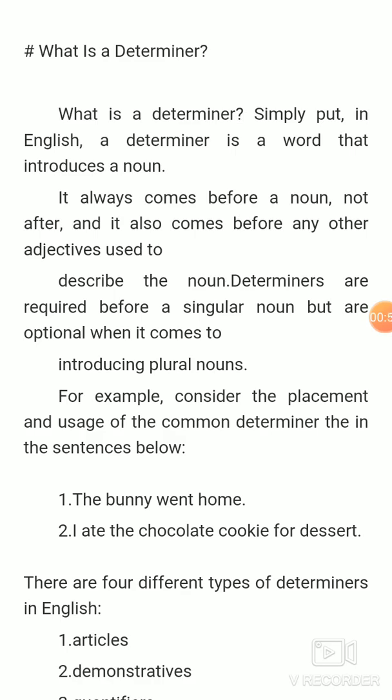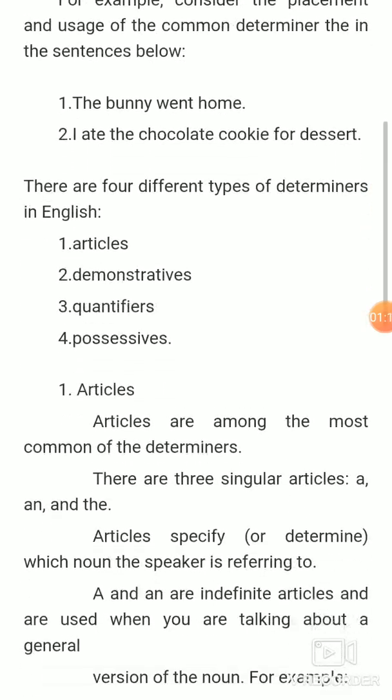For example, consider the placement and usage of the common determiner "the" in the sentences given below. Number 1, the bunny went home. Number 2, I ate the chocolate cookies for dessert.